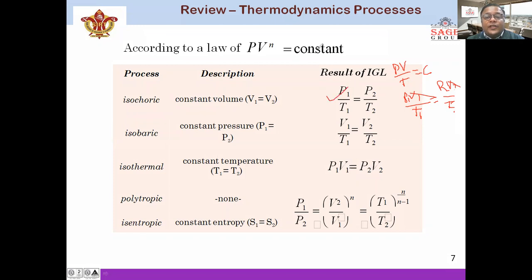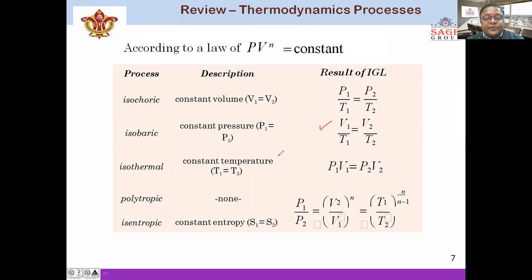Similarly, there is the isobaric process, where the pressure remains constant during the heating or the cooling. The volume and temperature vary in a proportional manner, that is V1/T1 = V2/T2.